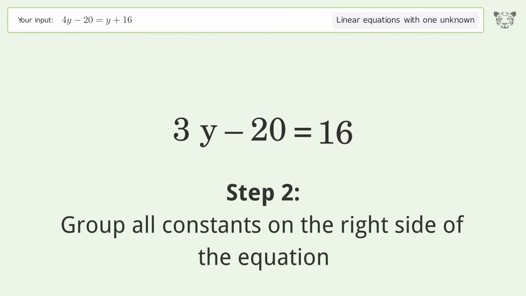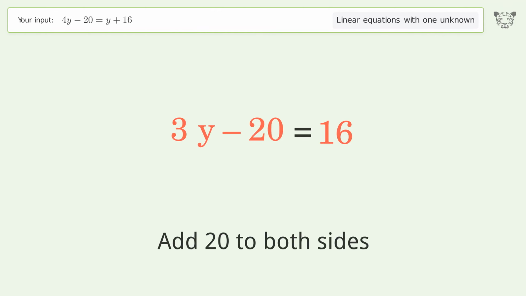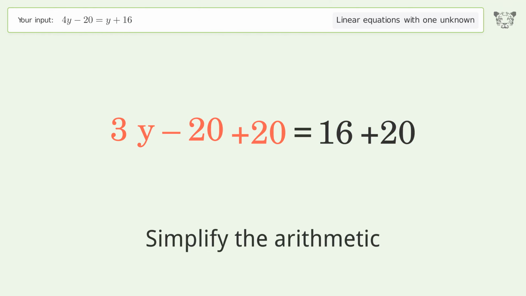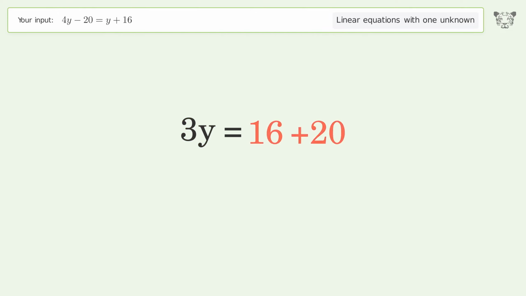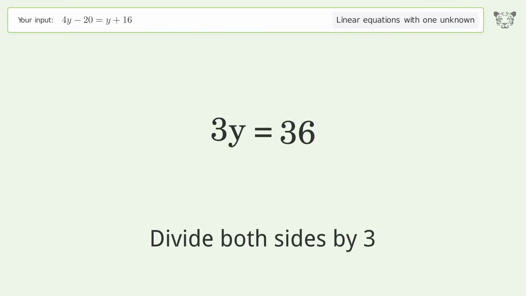Group all constants on the right side of the equation. Add 20 to both sides. Simplify the arithmetic. Isolate the y. Divide both sides by 3.